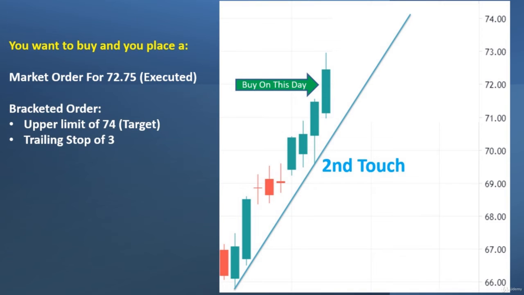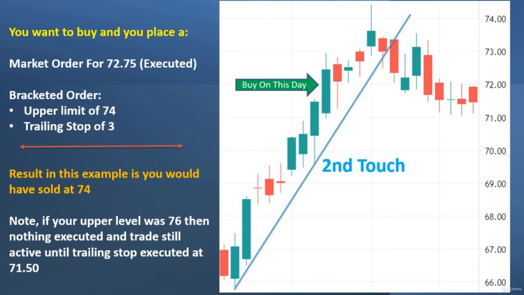But let's say this is what really happened in this particular security. As you can see, it went up, and the result of this example is you would have sold at 74, right? You set your upper limit at 74. As it turned out, on that long upper shadow there, it did get to 74, and at that point, boom, it turns into a market order, and you're selling at 74. Note that if you had set your upper level at 76, then nothing would have been executed because you never reached that upper target, and the trade still would have been active until, in this example, it would have come back down and been executed at 71.5, because you still have that trailing number there.